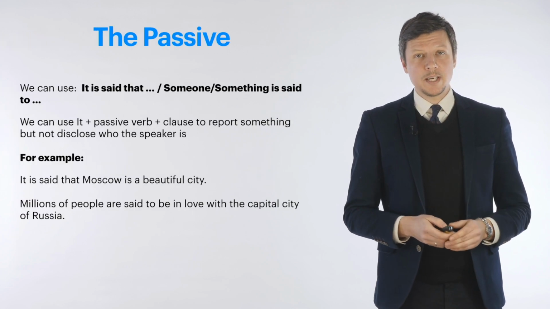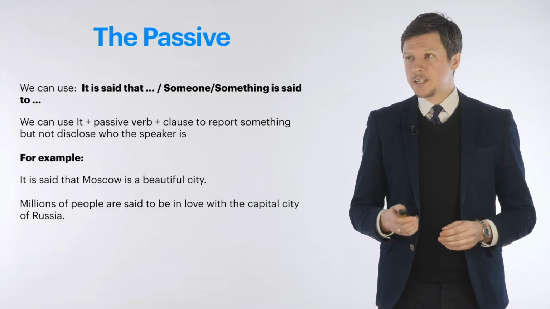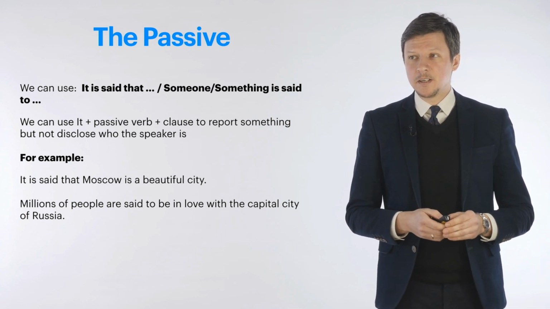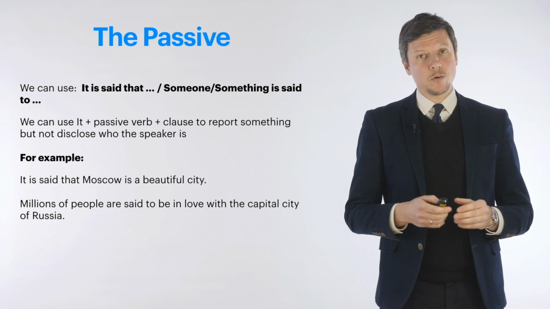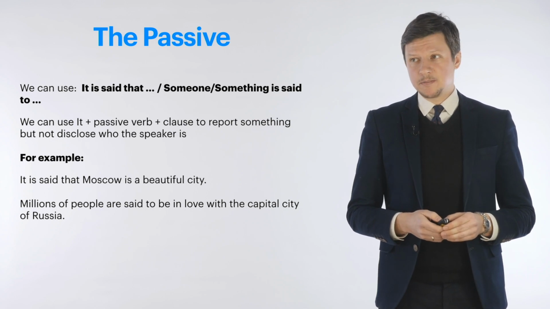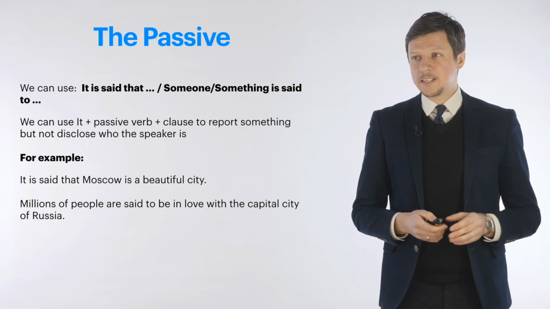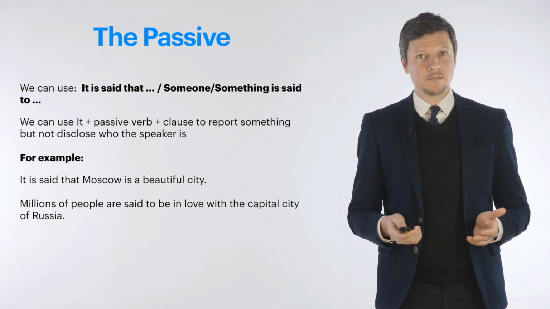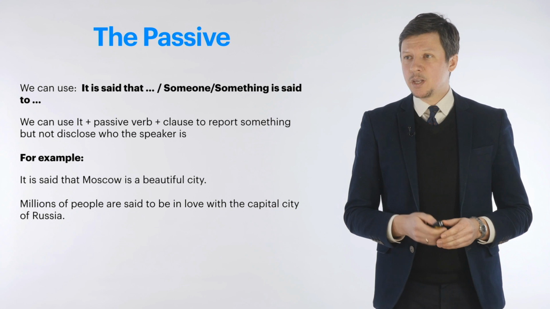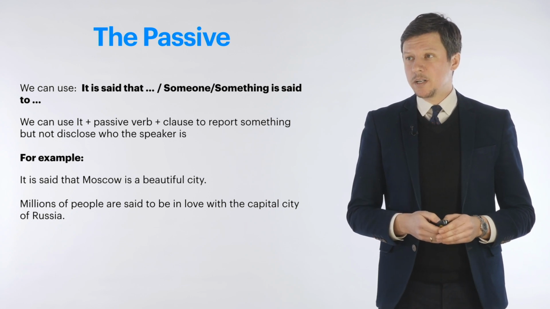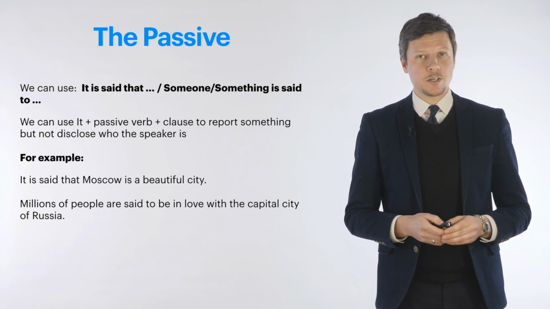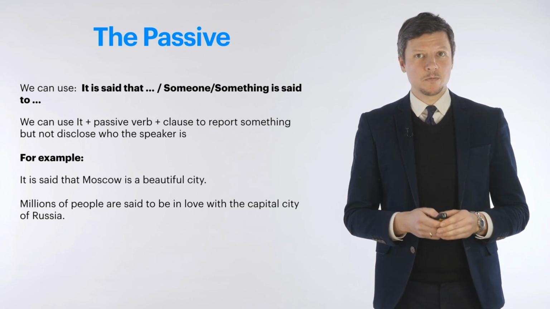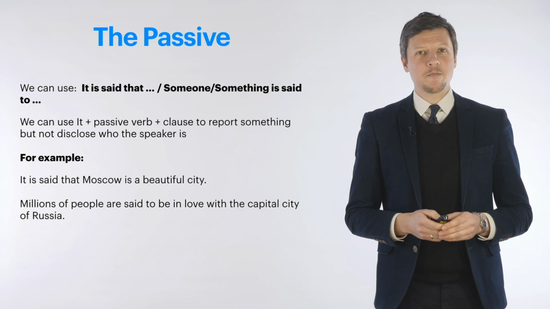We can also use it is said that or someone is said to when we want to emphasize the action, but we don't want to disclose who the speaker is. For example, it is said that Moscow is a beautiful city. Who said that? I don't know. Millions of people are said to be in love with the capital city of Russia. Who are these people exactly? We also don't know, but you can be sure that I'm one of them.